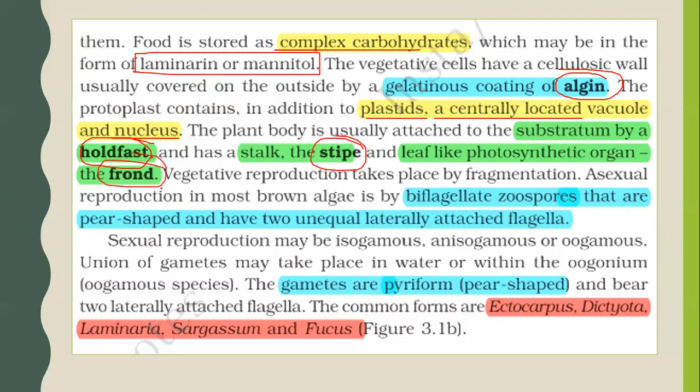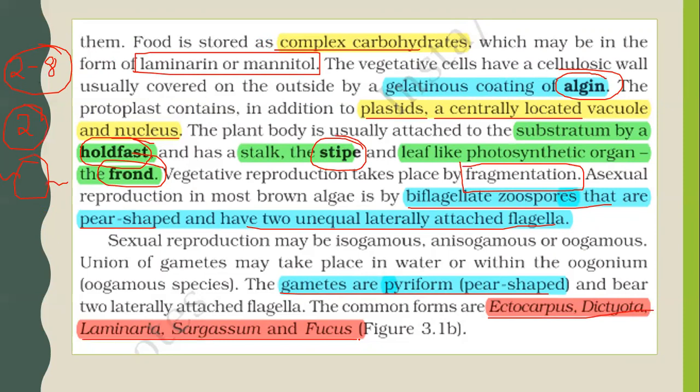Vegetative reproduction takes place by fragmentation. Asexual reproduction is by biflagellated zoospores that are pear-shaped and have two unequal, laterally placed flagella. Chlorophytes have 2 to 8 apical flagella, whereas here they have two unequal laterally placed flagella. The gametes are pyriform, or pear-shaped. The common forms are Ectocarpus, Dictyota, Laminaria, and Sargassum. The mnemonic is mentioned already, right?